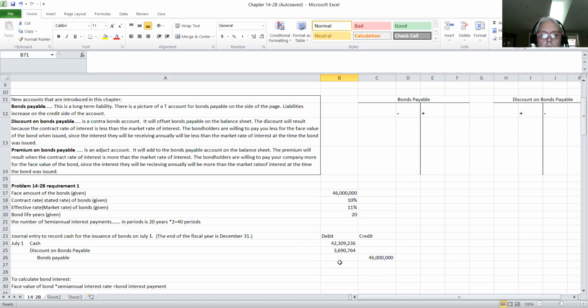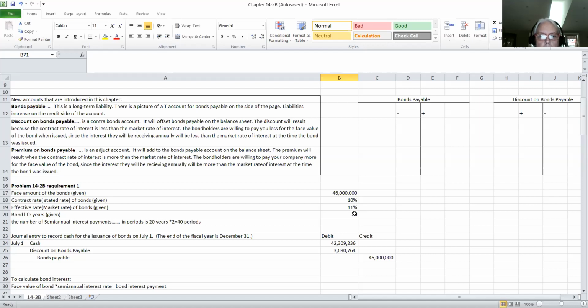But on this journal entry, we are at the beginning of the bond issue. We are actually issuing the bonds on July 1st. The total amount of the face value is 46 million. So our bonds payable, which is a liability, is going to be credited for 46 million. The cash account is debited for the amount that the bond sold for, because there's a difference between the contract rate and the market rate of interest. In this case, the contract rate is less than the market rate of interest. There will be a discount on the bonds payable.